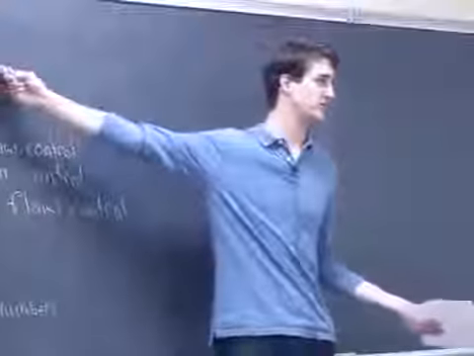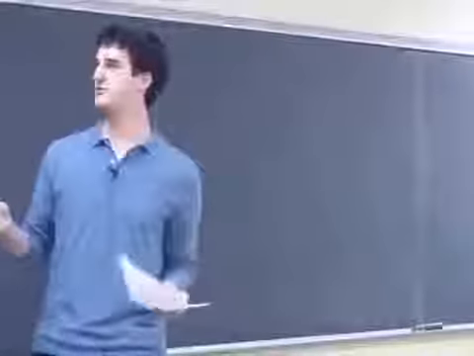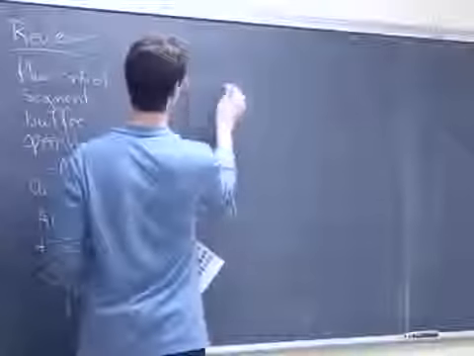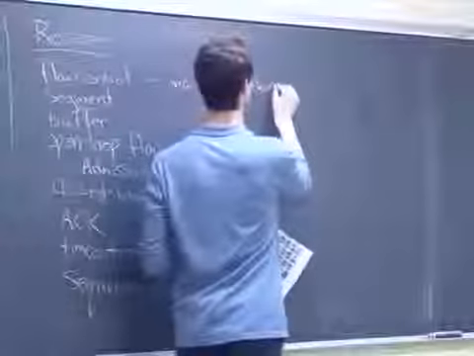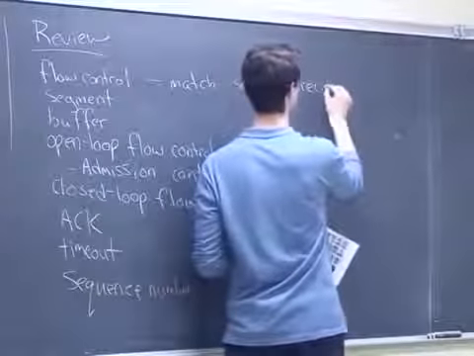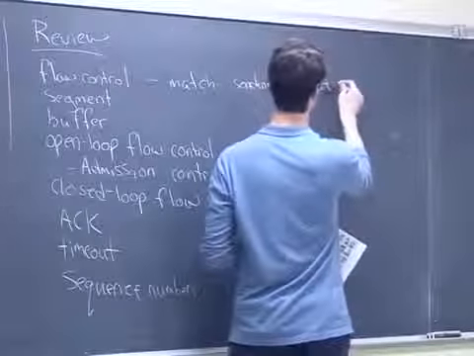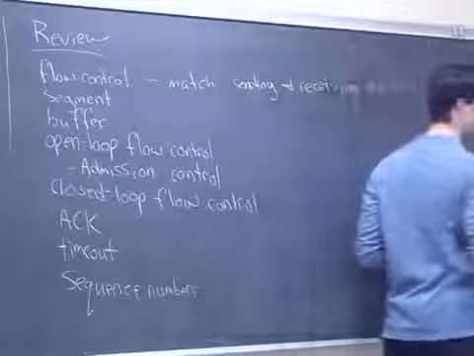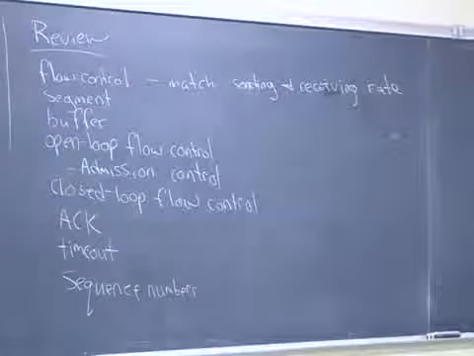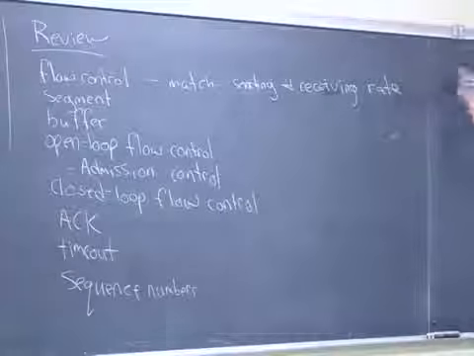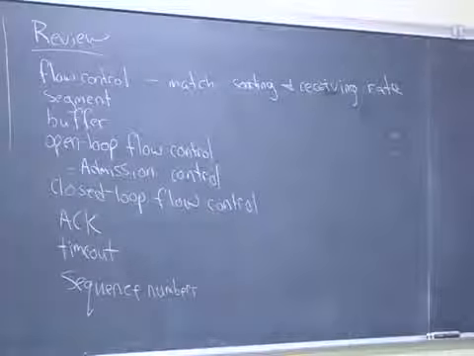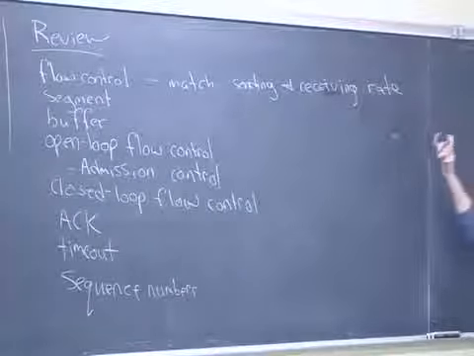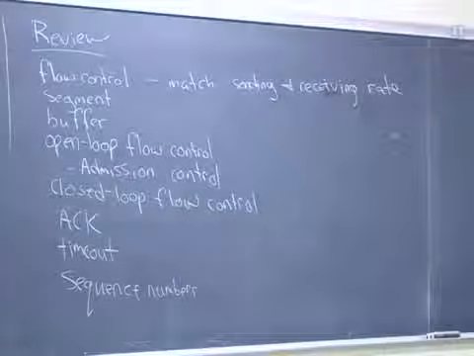Who can tell me what flow control is? Basically, with flow control, we want to match the sending rate to the receiving rate. So we want to match these two rates, so that the sender doesn't overload the receiver. And along the way, we also don't want to overload anything in the network. Preventing overloading things in the network is called congestion control.